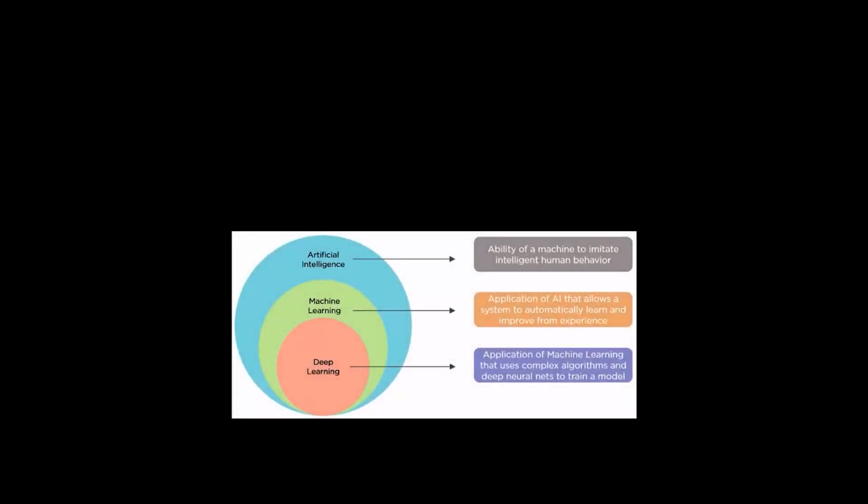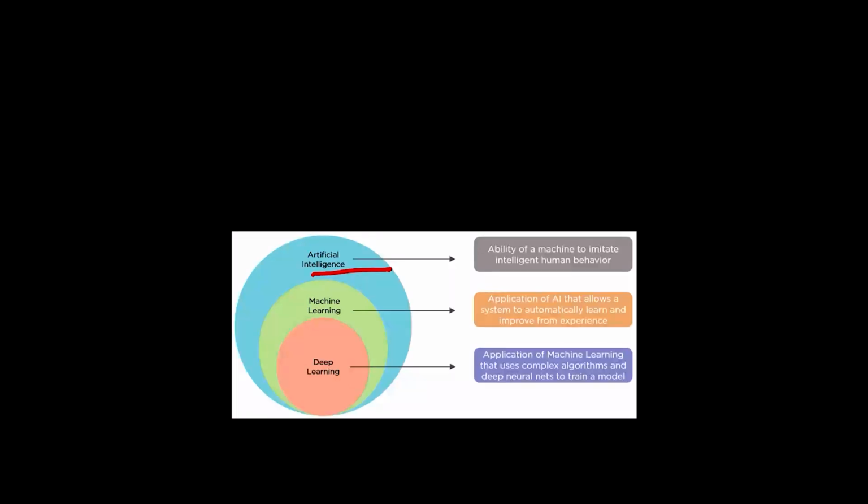Okay, now let's quickly learn some basic differences between AI, machine learning, and deep learning, because nowadays people think they are different, but they're not different. These all are interconnected, right? Deep learning is a subset of machine learning, and machine learning is a subset of artificial intelligence. So what is AI? AI is the ability of a machine to imitate intelligent human behavior. And we know that this is not fully possible because human behavior is very, very complex, right? But still we are trying our best to do that.